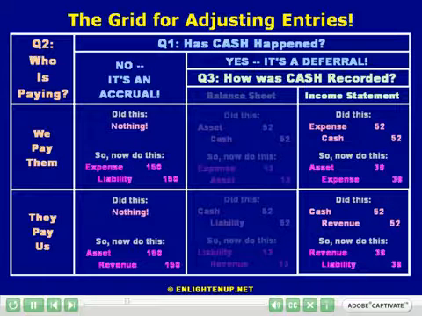So for example, every time we pay workers, we debit wage expense, credit cash. Every time we buy insurance on the deferral side, we credit cash, debit insurance expense. Looking at the lower row of the grid, every time we get cash deposited to our bank account for interest, we debit cash, credit interest income. And every time a customer pays us, even for work in advance, we debit cash, credit revenue. These are the 4 scenarios that call for reversing entries.